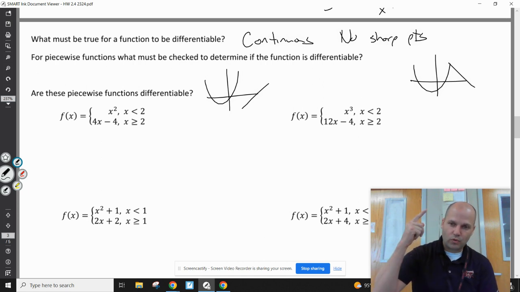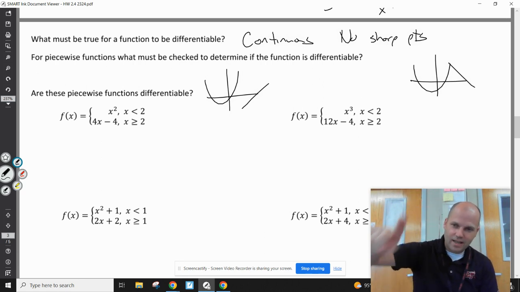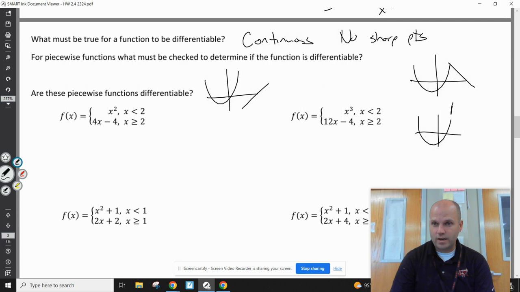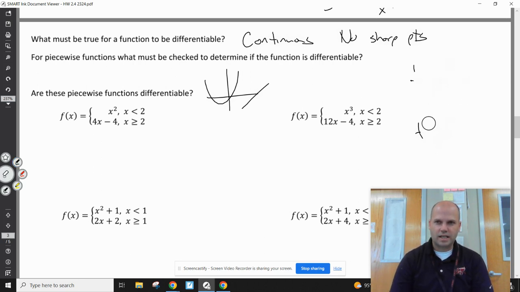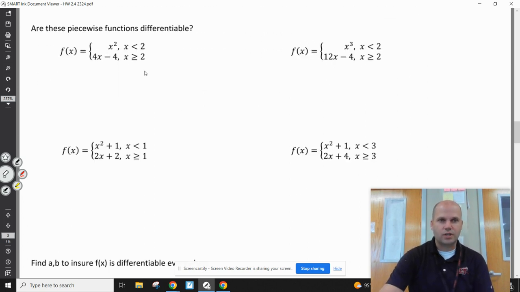What we're going to both check and then ensure is, do our piecewise functions connect? And then when they connect, do they connect smoothly? This is how we are tested on understanding differentiability. We need to connect and connect smoothly. So the first questions are, are these differentiable? Well, we have to check that they're continuous.